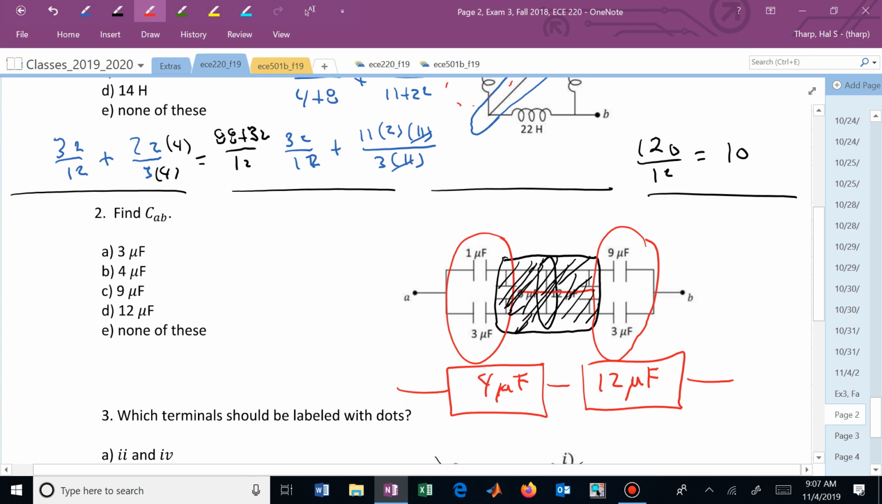Those combine like we would combine resistors in parallel, so that CAB is 4 times 12 over 4 plus 12, or 48 over 16. I haven't kept track of the units, but that's on the side. This is now 3 in the beginning units, which is microfarads, and that is our answer, 3 microfarads.